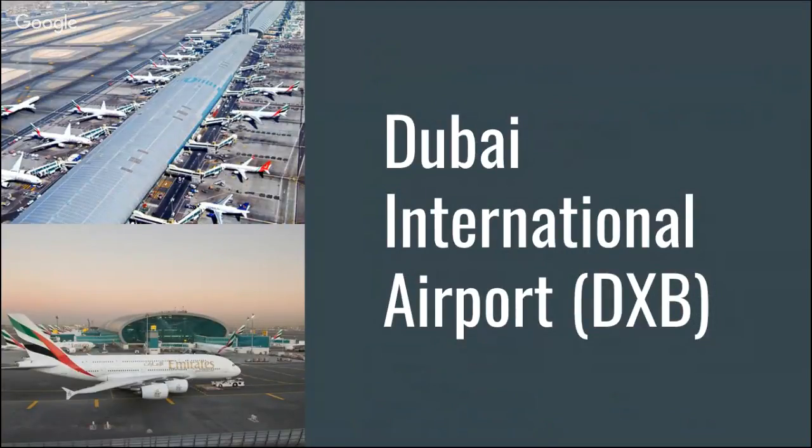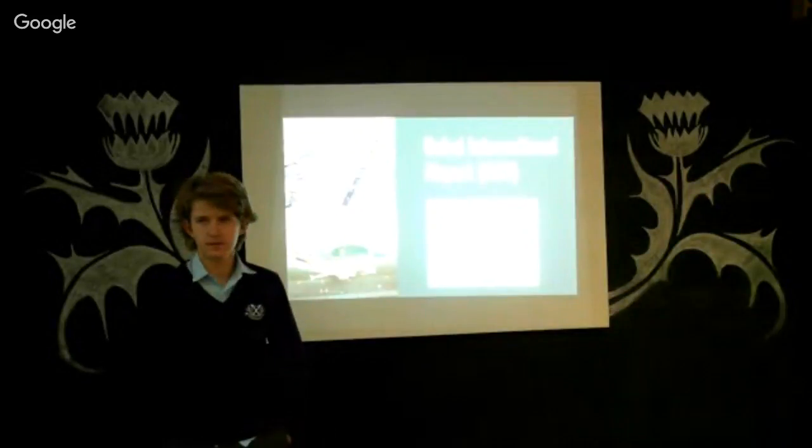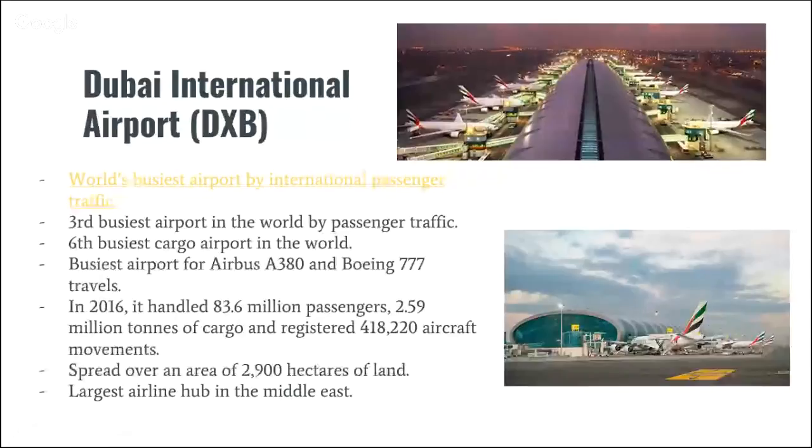Dubai International Airport is one of the largest airports in the world, and it's located in the northeast of the city of Dubai. It's the world's biggest airport by international passenger traffic. It's the third busiest airport in the world, sixth by cargo, and it's the busiest also for the Airbus A380 and Boeing 777. It handles over 83 million passengers per year, and it's spread over 3,000 hectares of land. In the Middle East, it's the largest hub for airlines, and it's the main hub for Emirates Airlines.